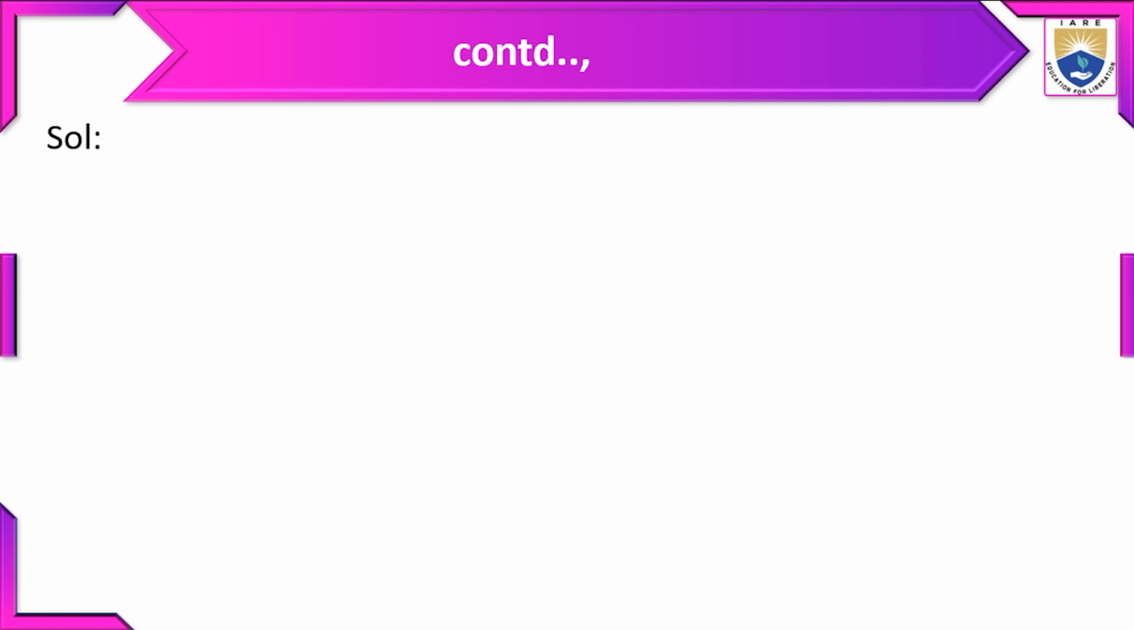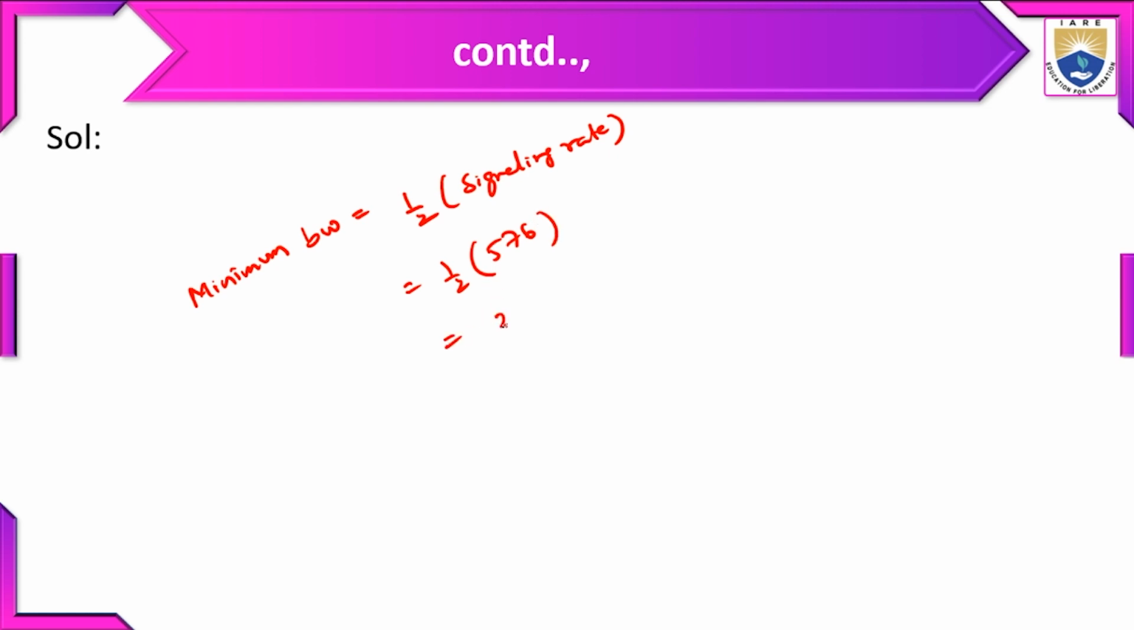And another part is there in this problem. What is that? Minimum bandwidth. So minimum bandwidth is equal to 1 by 2 of signaling rate. Generally we take this one. Minimum bandwidth is equal to 1 by 2 of signaling rate. So 1 by 2 of what is the signaling rate? Already got 576 kbps. So here 2 times 288 kilohertz. So this is the minimum bandwidth. The minimum bandwidth is 288 kilohertz.